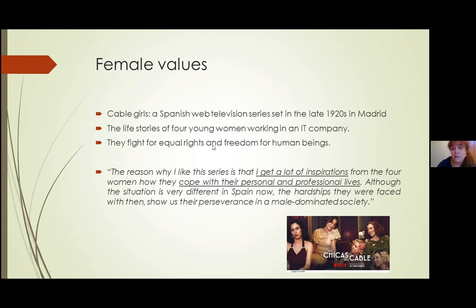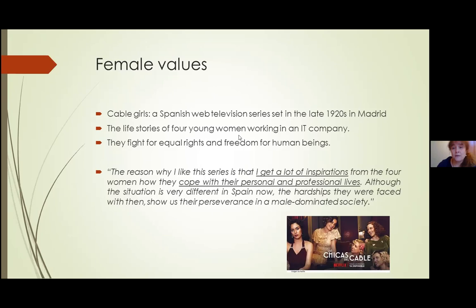So these women are brave, selfless, proud, and they fight for equal rights and freedom for human beings. At the time when the series is set, women were not allowed to work in Spain. They could only be independent and strong in the kitchen. So today's generation can only learn about the world 100 years ago through movies, and the youth are quite interested in it.